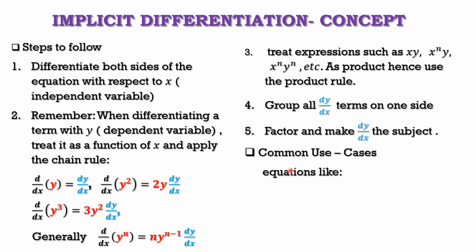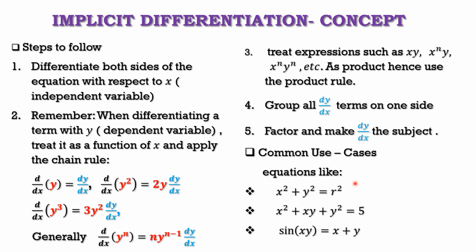So here we have common use cases and equations. The common use cases, or where we apply implicit differentiation, are equations like x squared plus y squared equals r squared, x squared plus xy plus y squared equals 5, and sin(xy) equals x plus y. Normally, it's about the equation of a circle, ellipses, and curves.